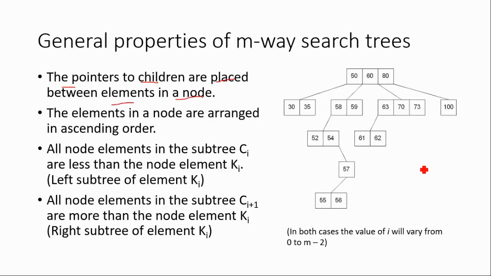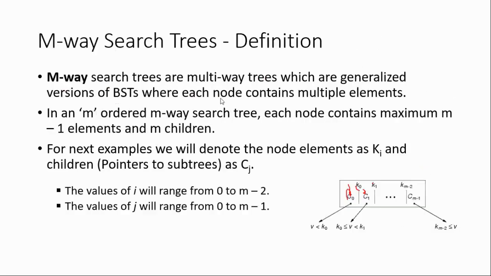So this is also one of the reasons why we have m minus 1 elements and m children, because if we store m child links, then in between them we can interleave m minus 1 elements. So that is why it is so.